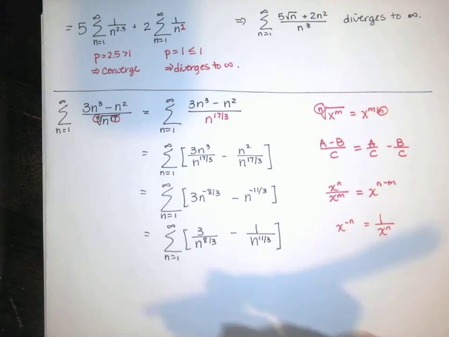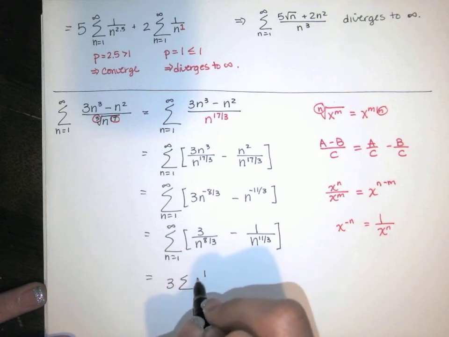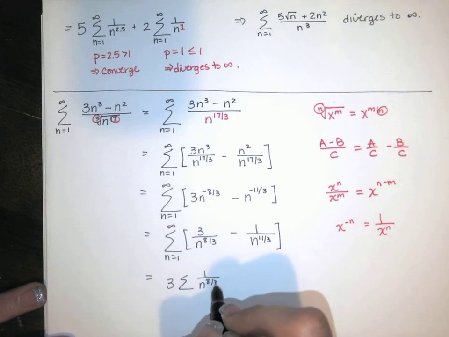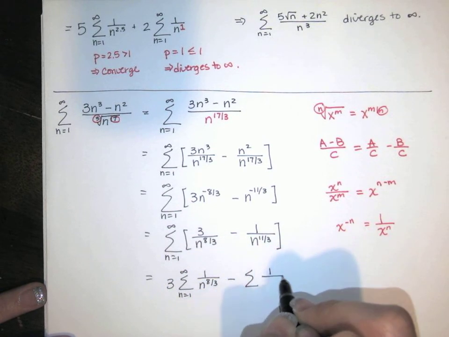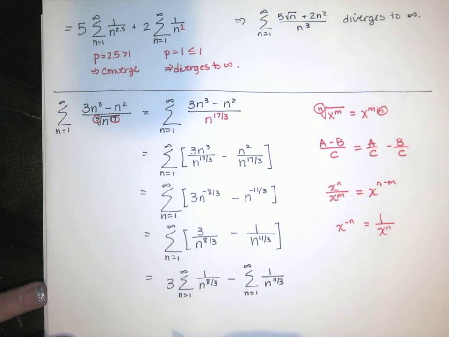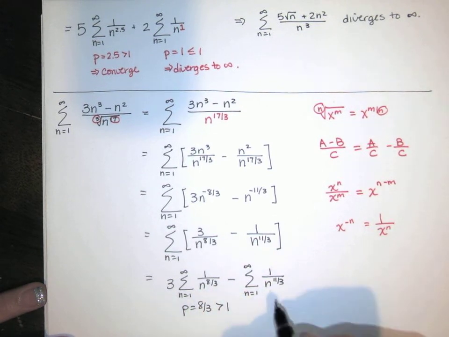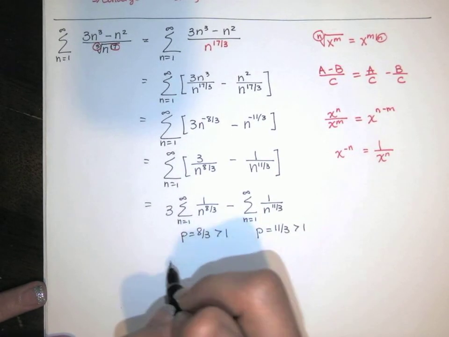Okay, now I'm going to break this into two pieces. And I'll factor out the 3, so it looks like I've got a multiple of a p-series over here minus a p-series over here. Here p is 8 thirds. Clearly 8 thirds is greater than 1. So this one converges. Here p is 11 thirds. That's greater than 1, so that converges. This converges and this converges, so the difference converges.